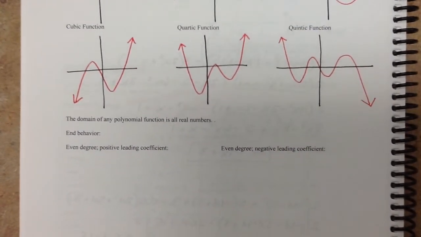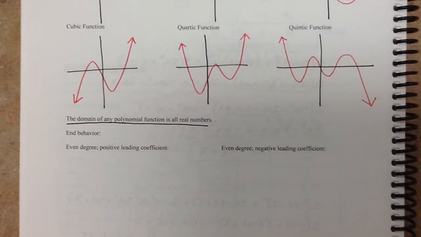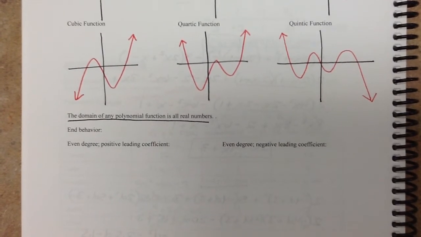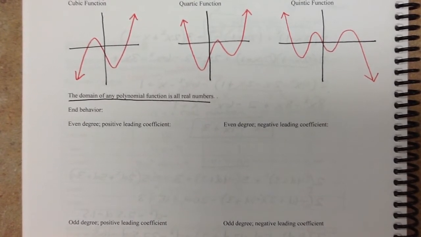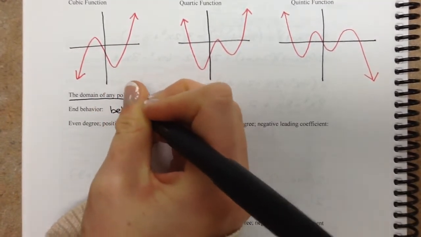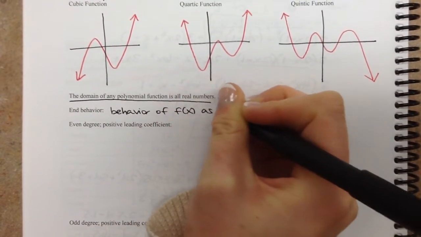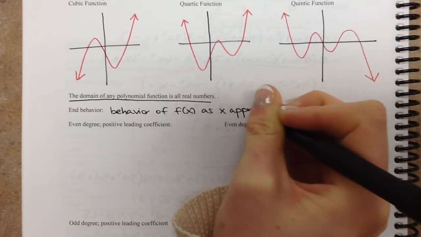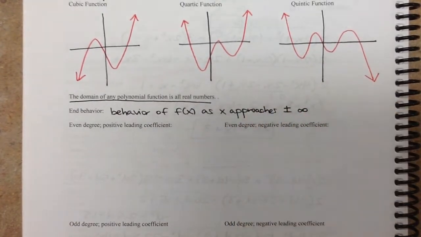Okay, here's an important sentence that I don't want to get lost in here. The domain of any polynomial function is all real numbers, and then we'll talk about the range as our chapter moves on. All right, so end behavior is something that we're going to be working on. It is the behavior of the graph as x approaches positive or negative infinity.